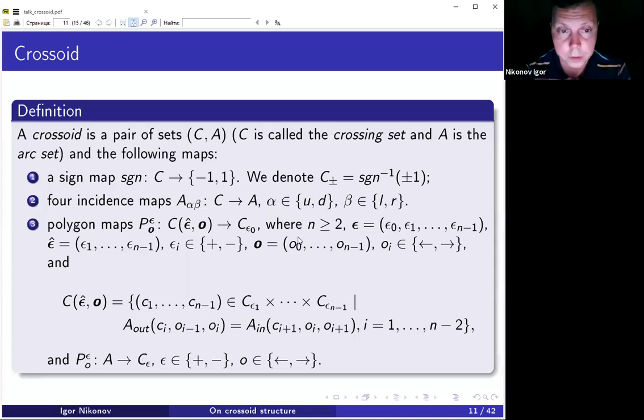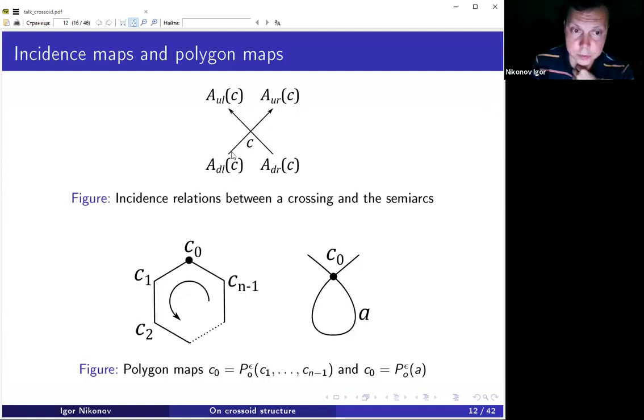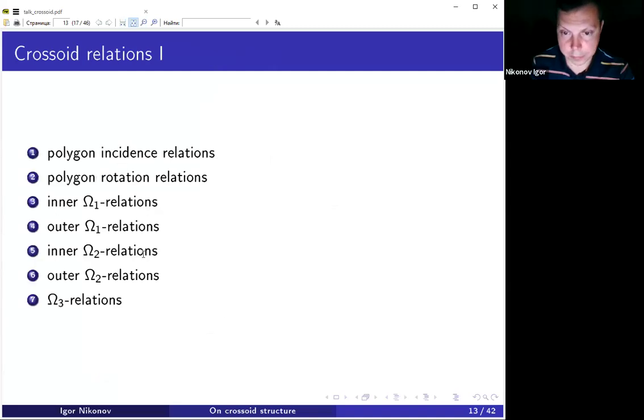So given a crossoid, we may consider the coverings of diagrams by this crossoid, and the number of coverings will be an invariant. A special case of crossoids comes from biquandles or quandles. So the quandle covering invariant is a special case of the covering invariant of a crossoid. Given a crossoid, we may consider coverings of crossings and arcs of a diagram by elements of this crossoid, which satisfy these incidence relations and polygon relations, and then the number of such coverings is an invariant due to these relations, which come from Reidemeister moves.